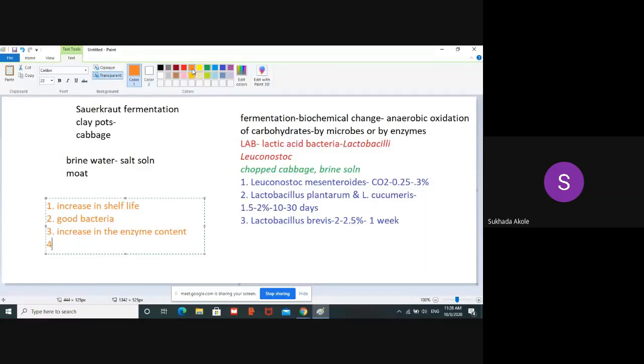Plus, it is more tastier as compared to the normal cabbage, right? So that is why generally people make sauerkraut. Okay. Now this sauerkraut is specifically there for Germans. Okay, so specifically Germans make this. All right.